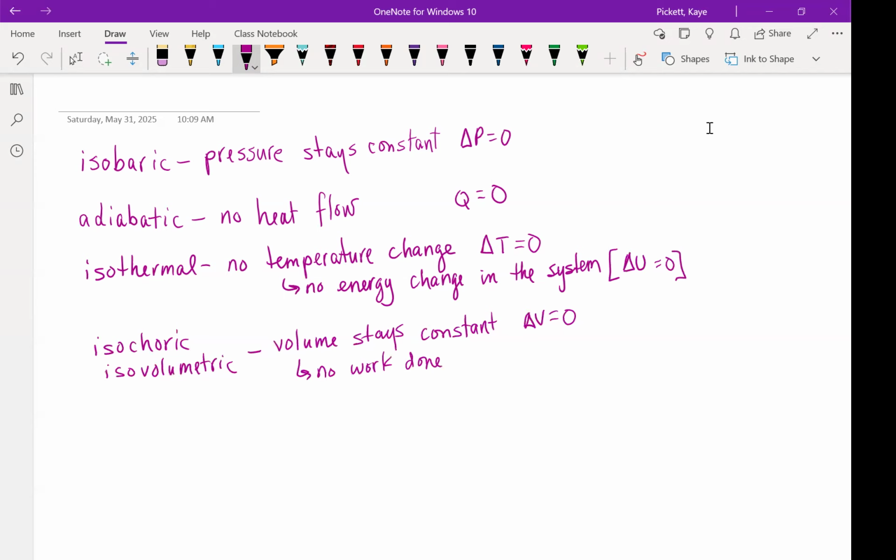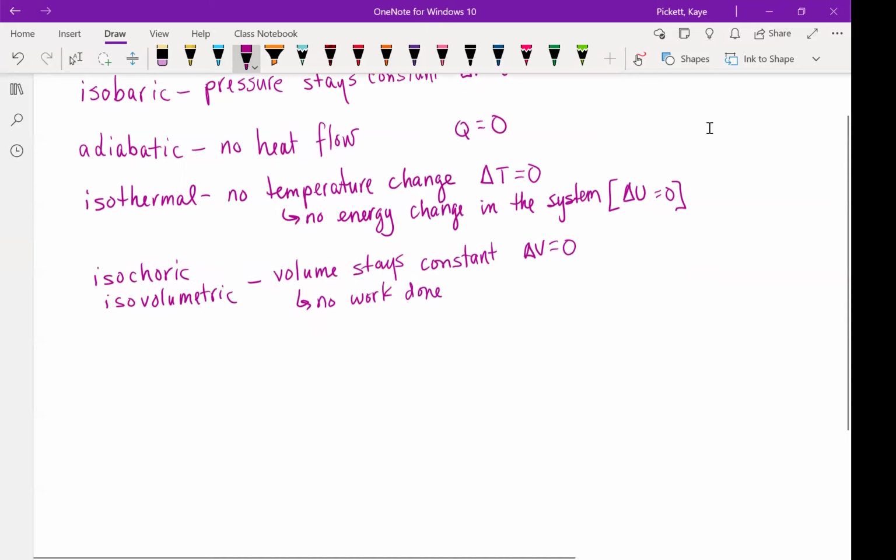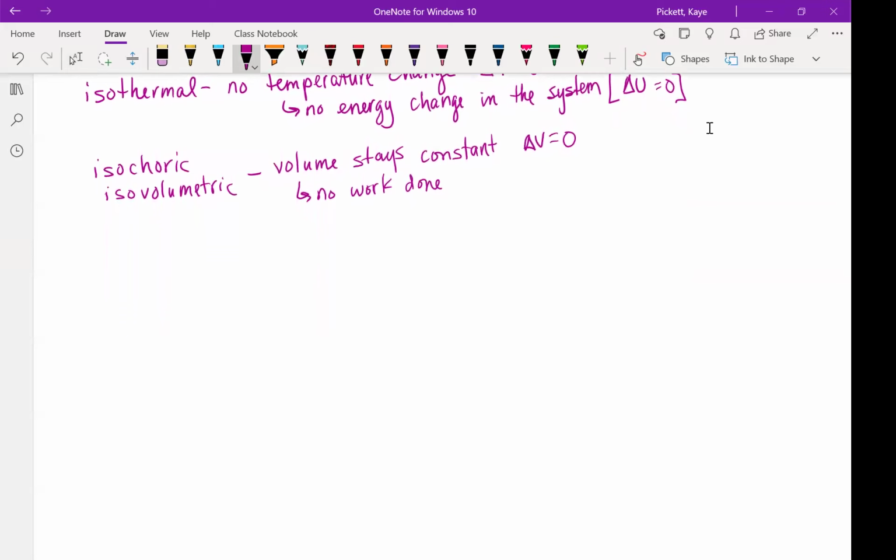Okay. So what we have are just definitions. That's all it is. But these definitions will have very distinct outcomes and they have very specific implications. So what we are going to do is concentrate on these four processes. And we're going to draw what is called a PV diagram. So it's pressure versus volume.